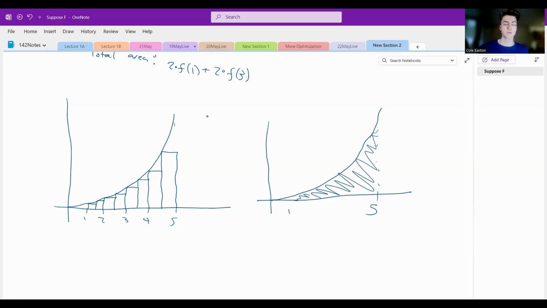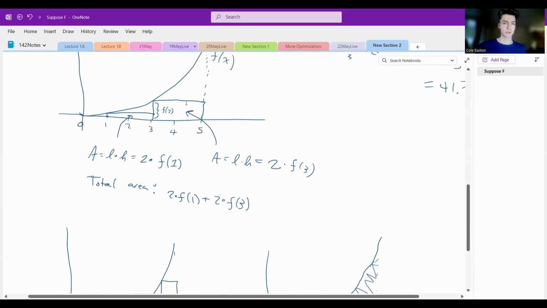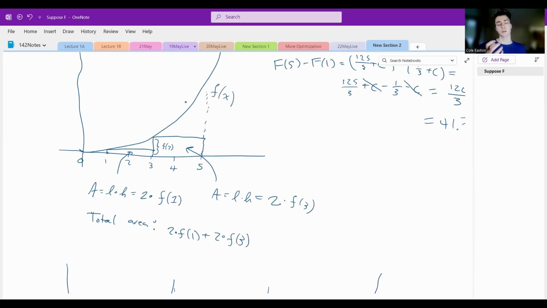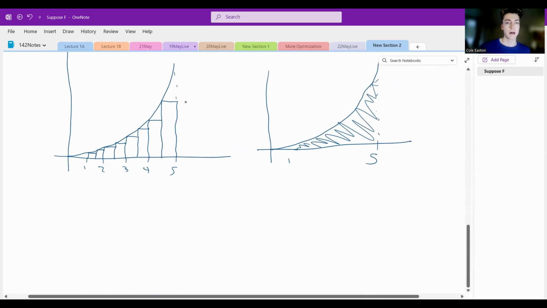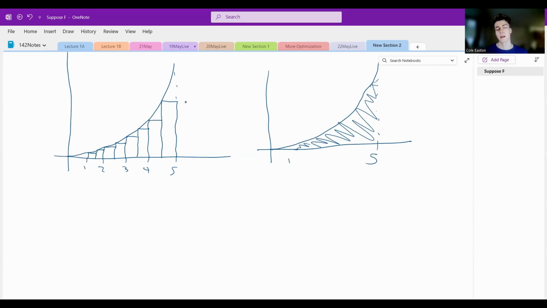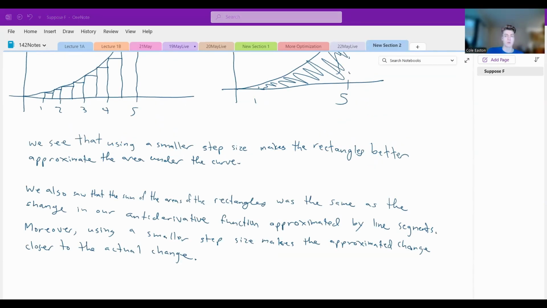And we see that as we add more and more rectangles, we fill in more and more of that area. Let's look at that once again. We see that with these large step sizes, there's a lot of missing area, right? All of this area up here is not included in the total area of those rectangles. But when we use smaller rectangles, there's a lot less area that goes unaccounted for. And so it should make sense that as we use more and more rectangles, the sum of the area of those rectangles approaches the actual area underneath of the curve. So we see that using a smaller step size makes the rectangles better approximate the area under the curve.